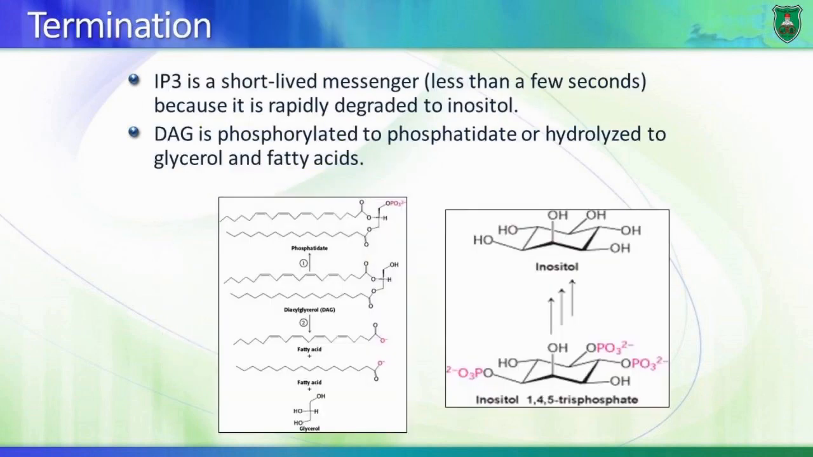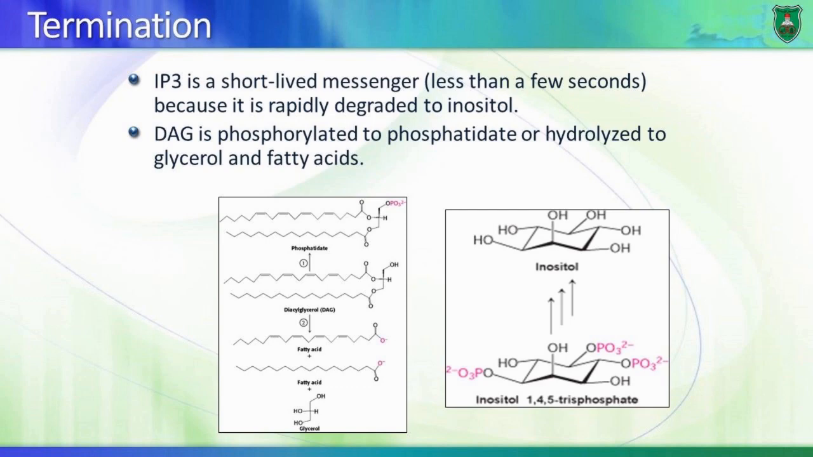So how is the signal terminated? Again, this is really important. IP3 is a short-lived messenger. It gets degraded into inositol by two different mechanisms, but we will not talk about this. So IP3 is converted to inositol.